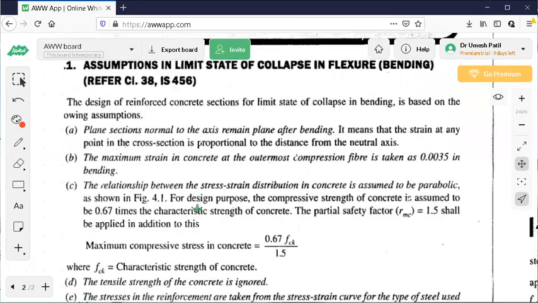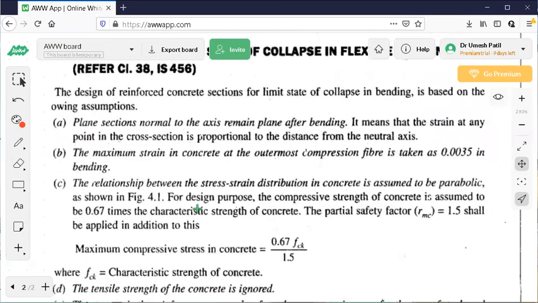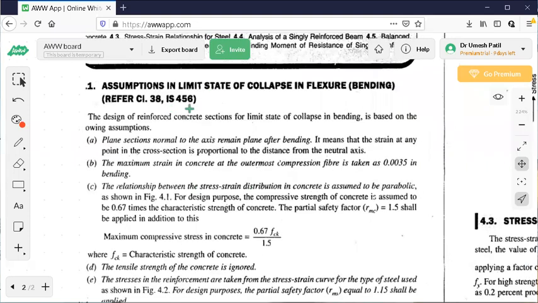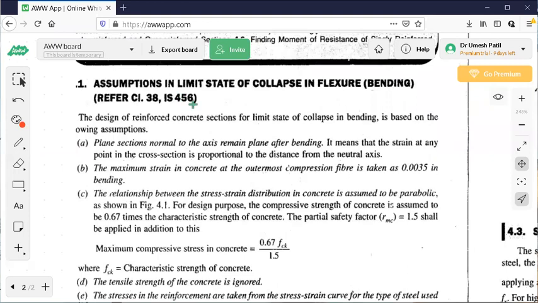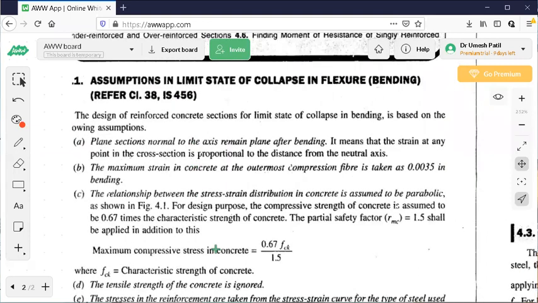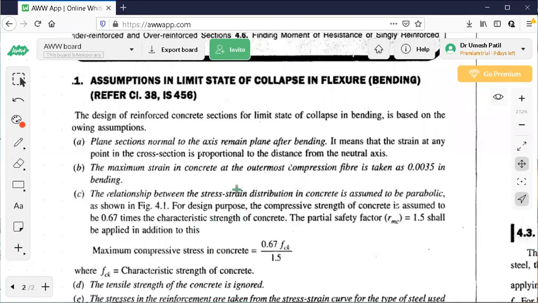So these are the assumptions here. Plane section. See this one. Are you able to read this? Now what you should do, if you have a code book, for assumptions in limit state, refer to clause number 38 of IS 456. Same assumptions you can read there also, and that book is allowed in the examination. So you can easily write it. Open the page number and write it.